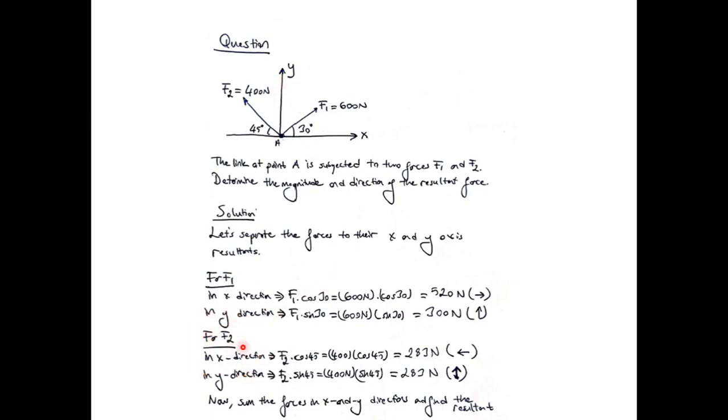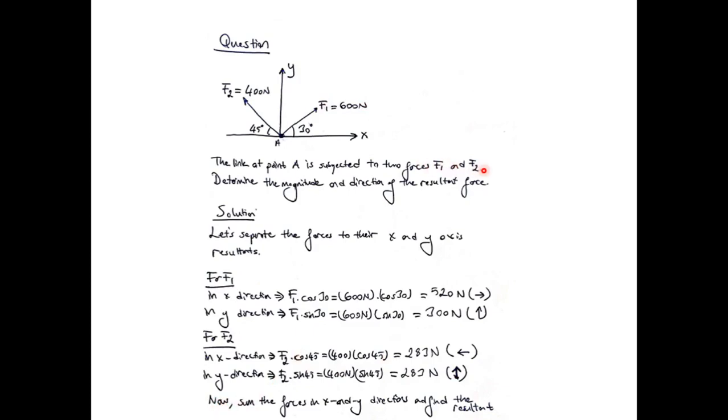Consider the same for F2. We need to multiply 400 newtons with the cosine 45. But the difference from F1 is that the X component is acting in the opposite direction. F1's X component was acting to the right, and F2's is acting to the left, so we put a left sign on this. And for the Y direction, again, we multiply 400 with the sine 45, and it is in the same direction as F1's Y component.